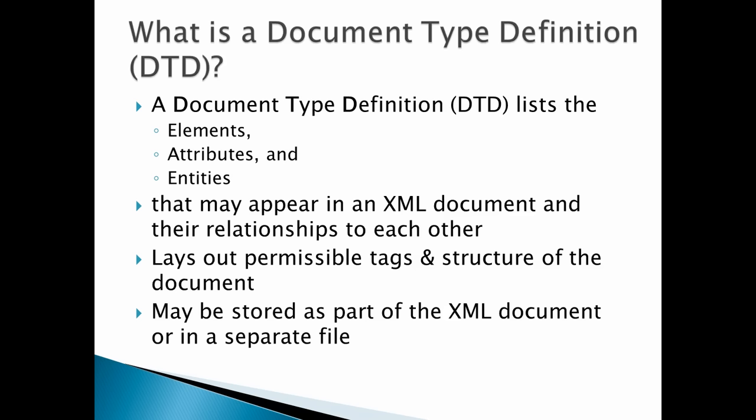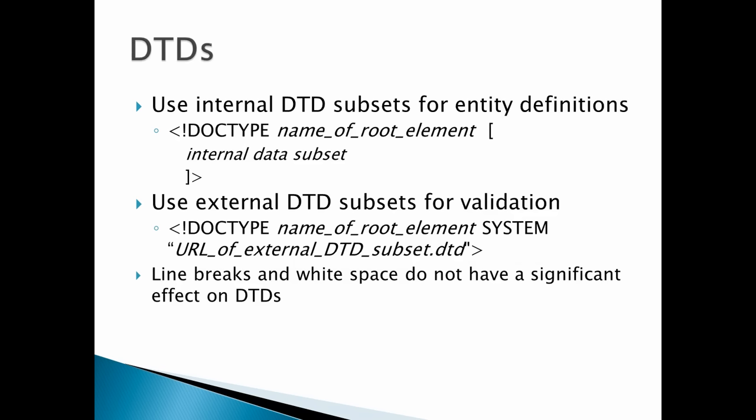Now, what is a document type definition? Let's go over that. A document type definition lists the elements, attributes, and entities as they may appear in an XML document and how they're related to each other. It lays out permissible tags and structure of the document, and it may be stored as part of the XML document, or it can be a separate file.